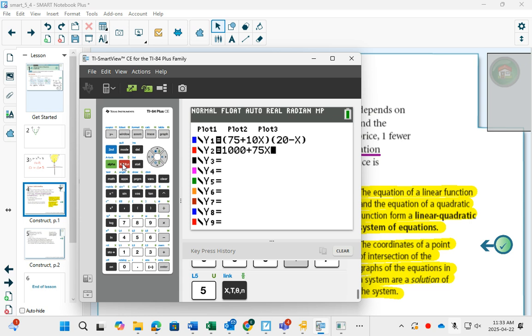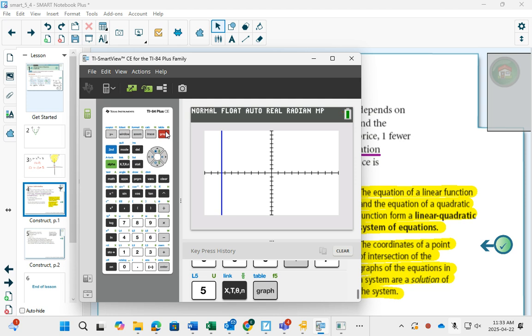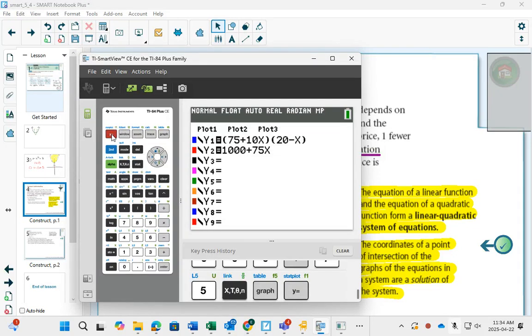Get ready to be disappointed. Okay. Do you see the parabola and the line? No. We have a problem with our window. Now, a couple of things. You can hit the window button and just play around with random stuff until you see what works. Or you can hit the window button and use your brain a little bit and be like, ooh, y equals mx plus b. This one has a y-intercept of 1,000. So I should probably see at least 1,000.